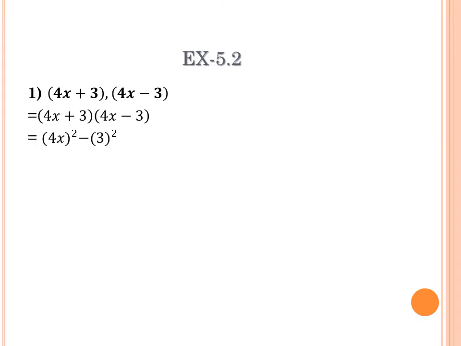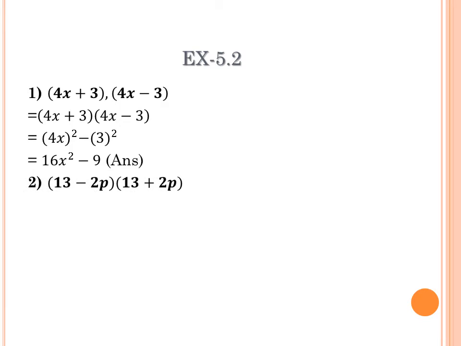So we can write from (4x plus 3)(4x minus 3), that is (4x) whole square minus 3 square, as the compare of formula number 3: (a plus b) into (a minus b) equals a square minus b square. So the next math is 4 4s are 16 x square minus 3 3s are 9.